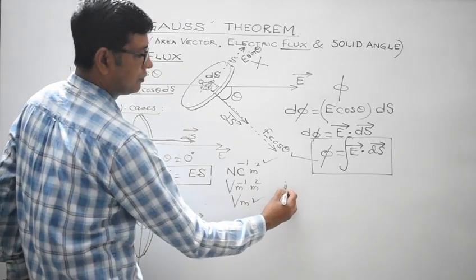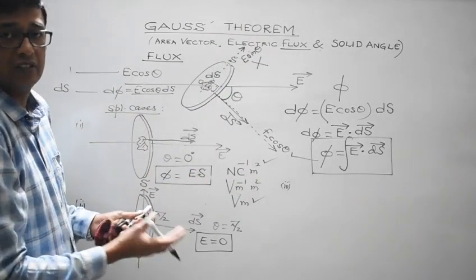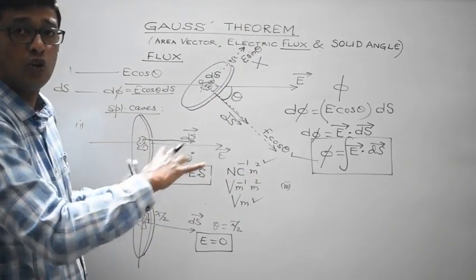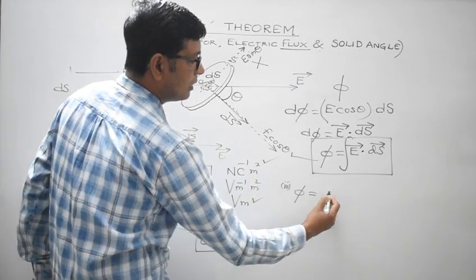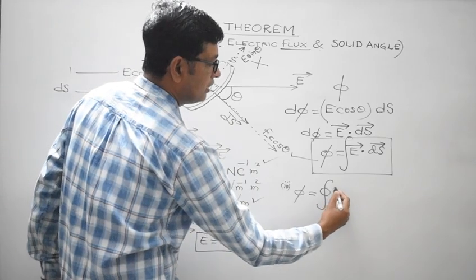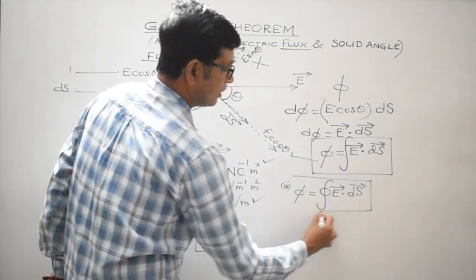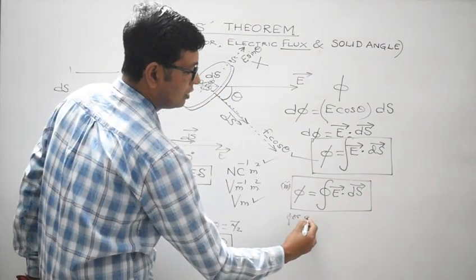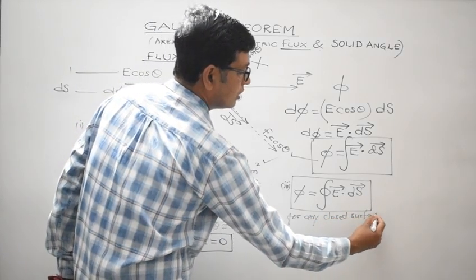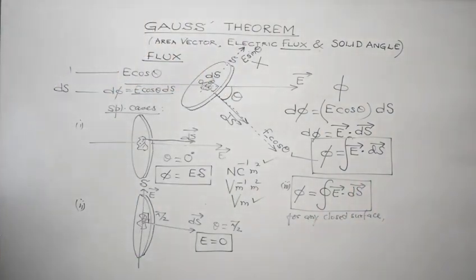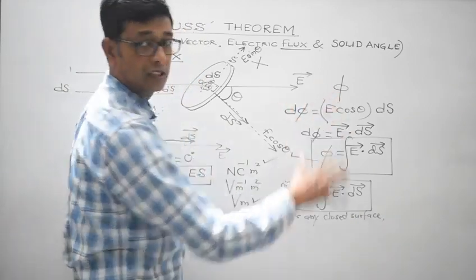Third scenario. These were the cases of plane surfaces, right? If we consider the case of a closed surface, any closed surface, then flux would be simply given by the closed surface integral of the electric field. It will be given by the closed surface integral of the electric field for any closed surface.